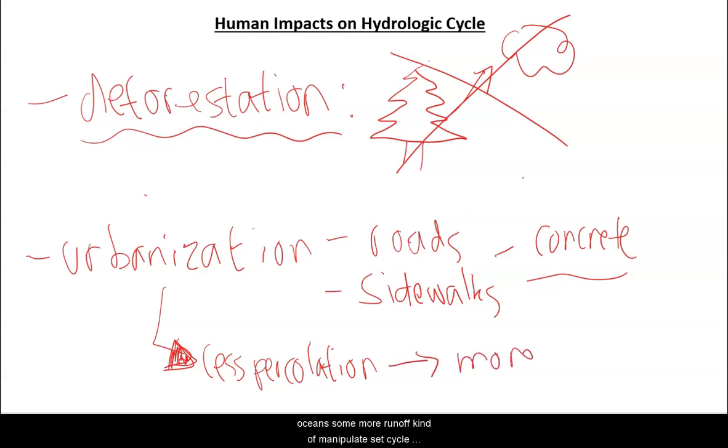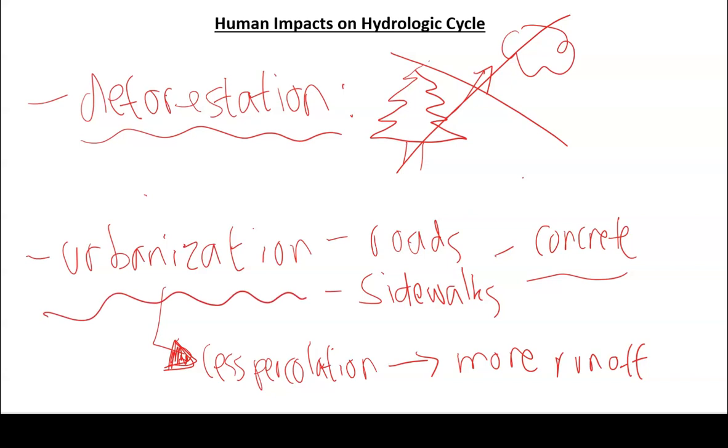So more runoff kind of manipulates that cycle in a way, because more runoff leads to more evaporation, which leads to more runoff. And it's a cycle that's being edited by our urbanization, because we've never seen this kind of change of the planet ever until humans came around. So now we have this edit to our cycle.